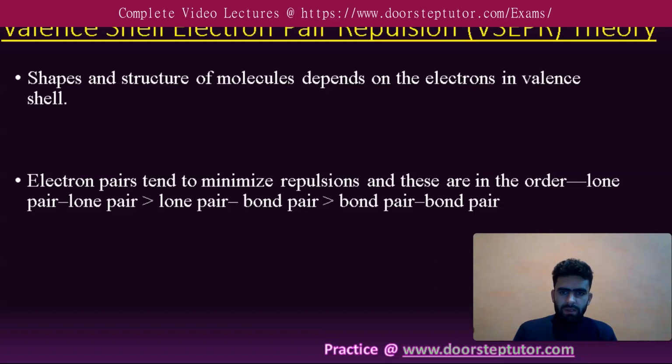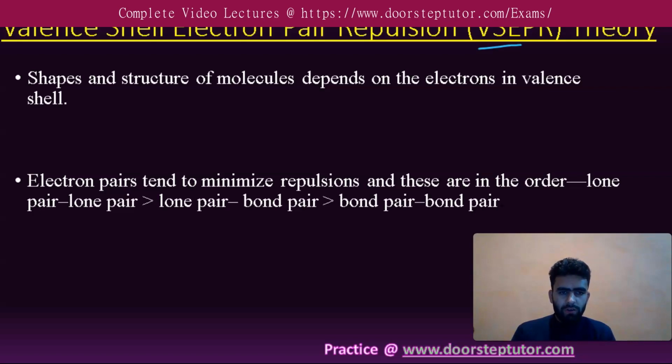So in this lecture we are going to start a new topic, and the new topic is valence shell electron pair repulsion theory, or in simple words we call it VSEPR theory. And VSEPR theory is the most valid theory which helps us to predict the geometry and shapes of the molecule, and it takes into account both electronic factors into consideration while predicting the geometry of the molecules.